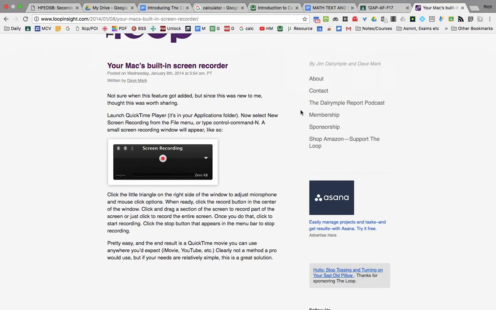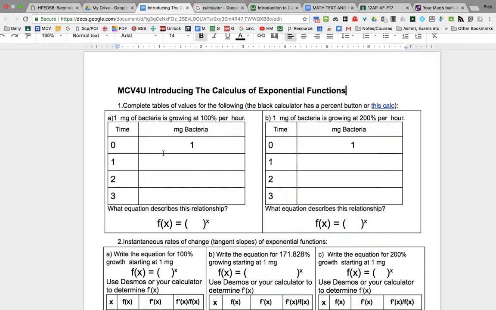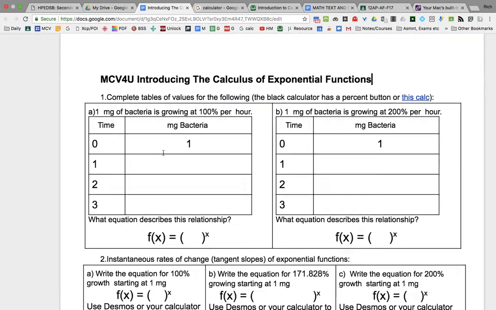I'm just recording a screencast on introducing the calculus of exponential functions. So we're going to go through this today, and I'm going to get you started on this. You'll be doing this investigation when I'm away, and I believe that you're really going to have a good handle on this. Okay, so you should have a hard copy of this handed out.